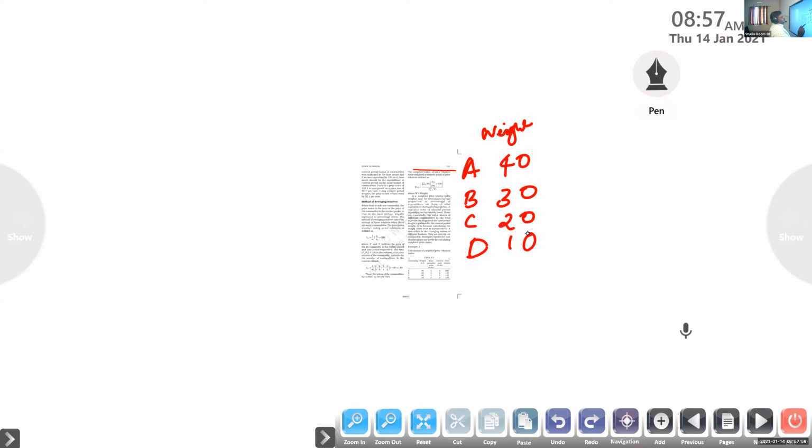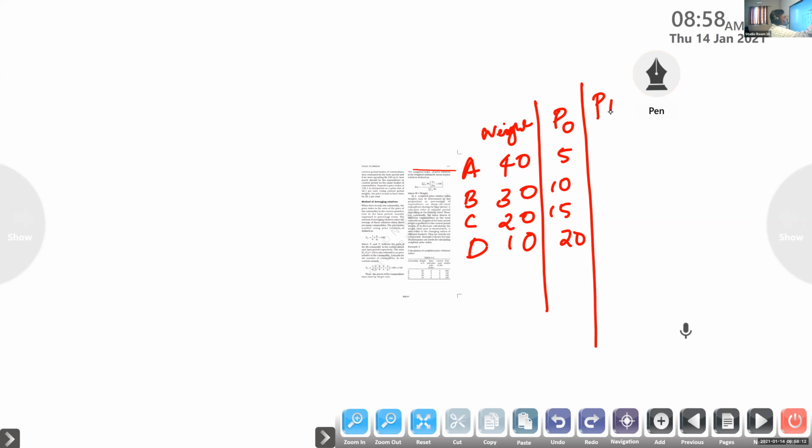Okay. Next one, base period P0. You have to calculate it: 5, 10, 15, 20. P1 is 10, 12, 20, 25. So here no price relative is provided. First of all, you have to calculate the price relative for this data, individually.